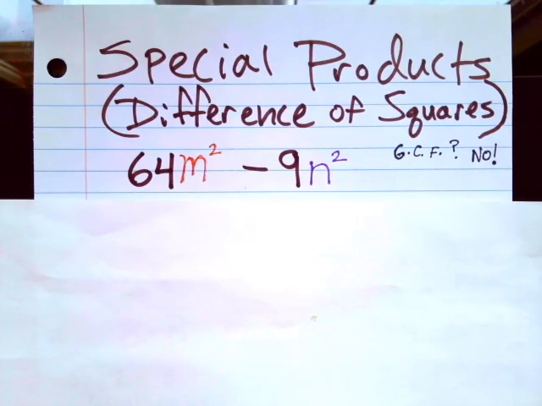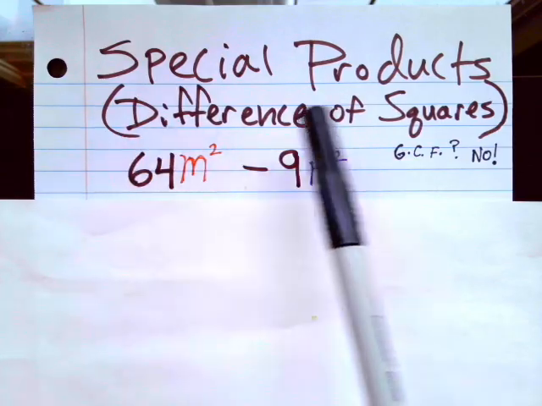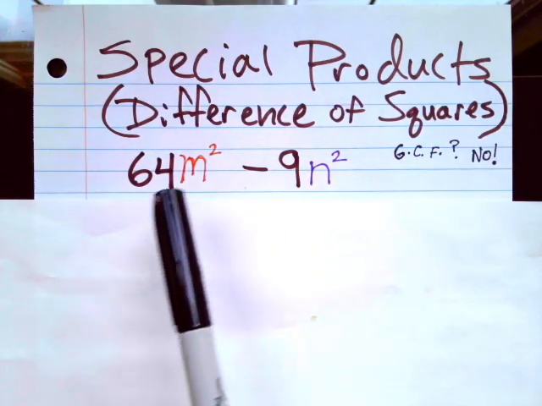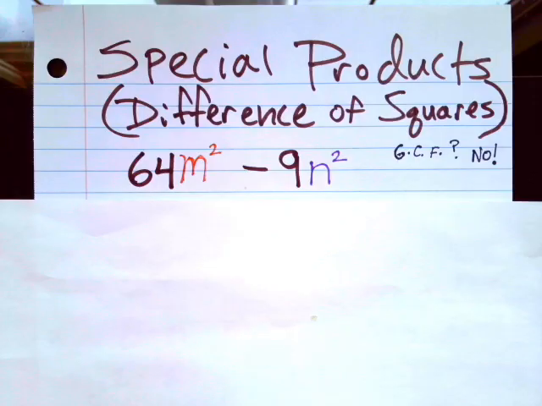Welcome back to part 16 in trying to find zeros of a function by factoring. I'm going to continue with a second example of going over special products, factoring difference of squares.